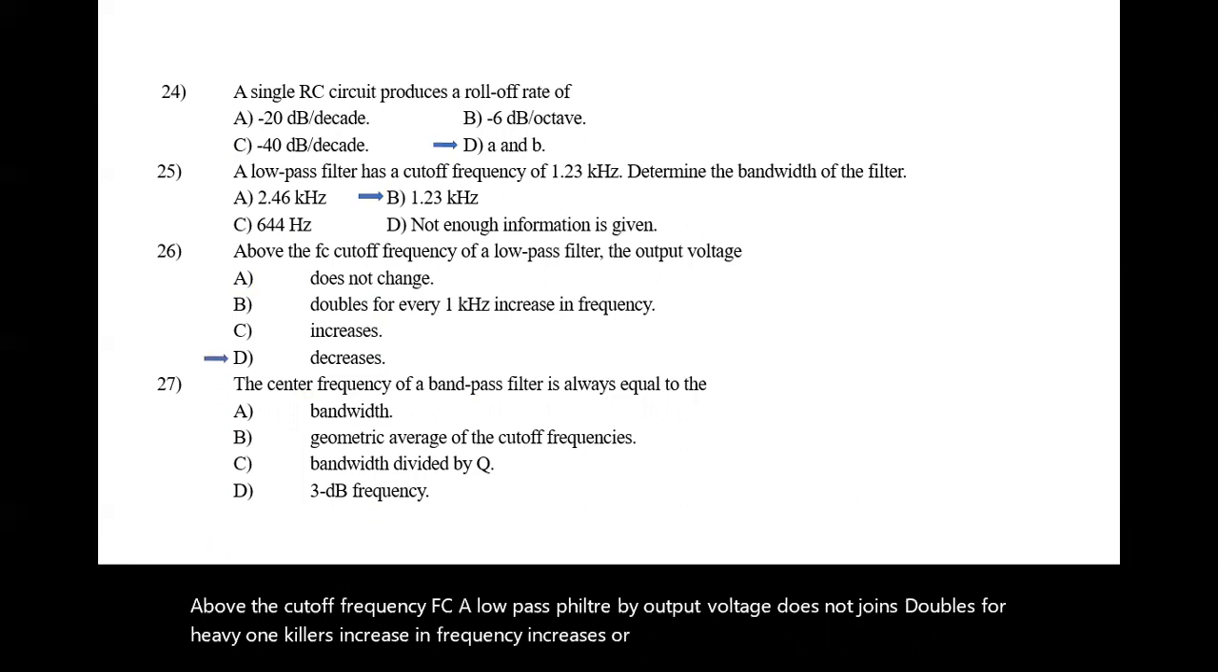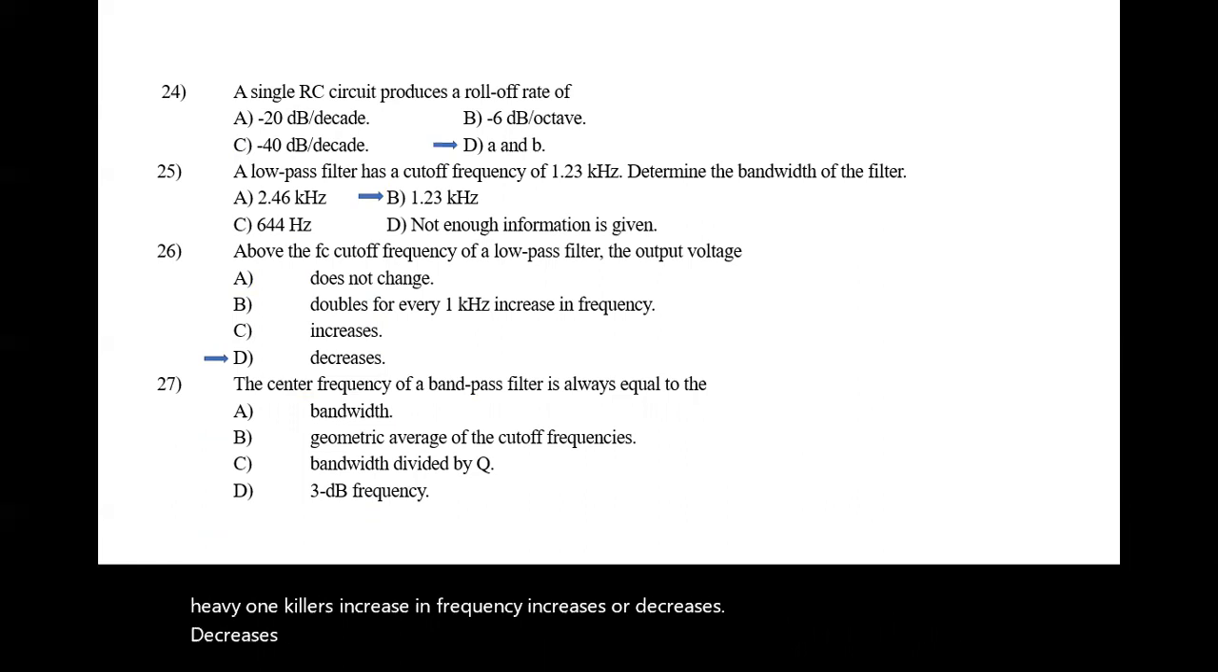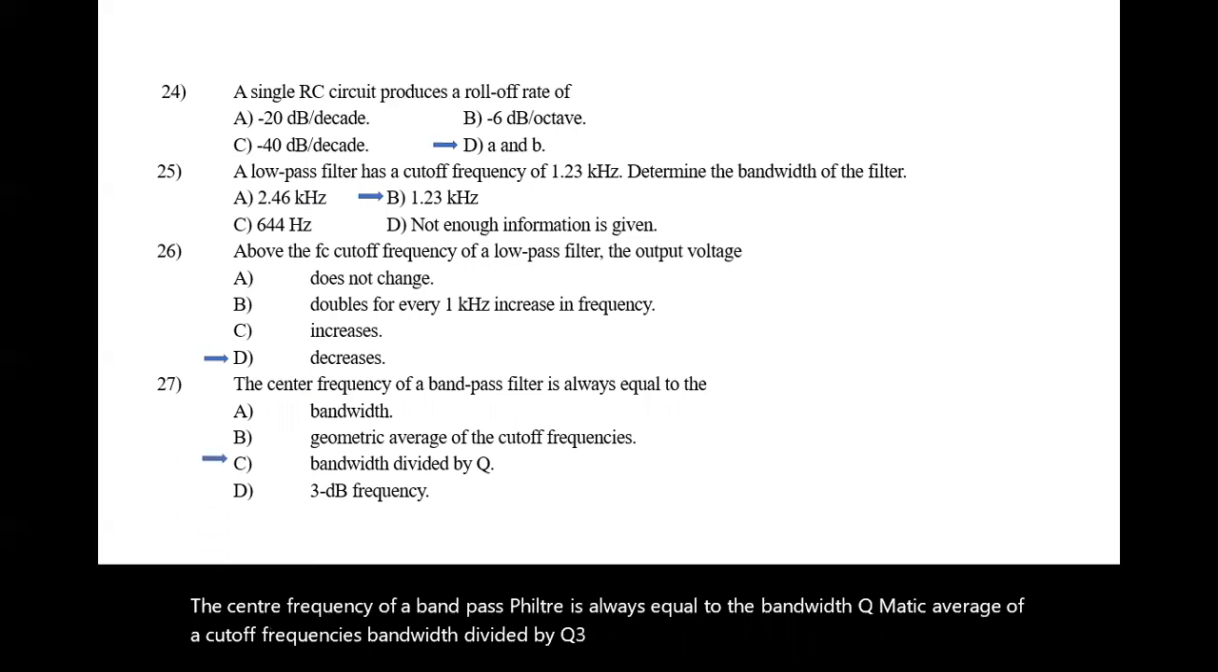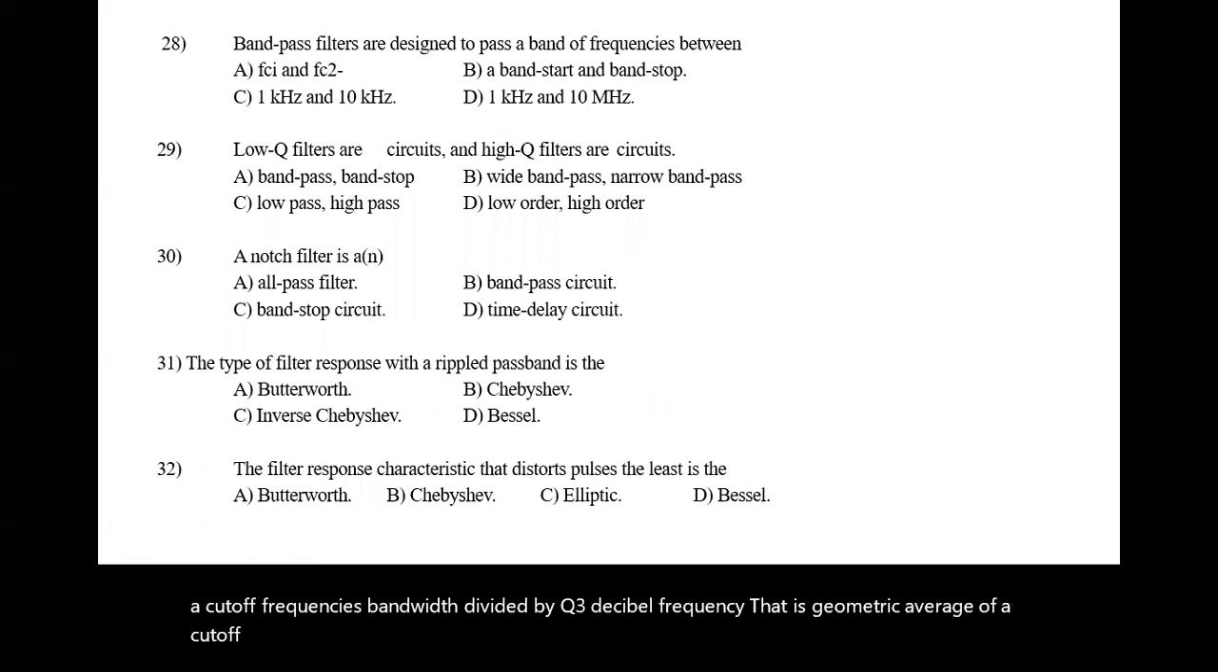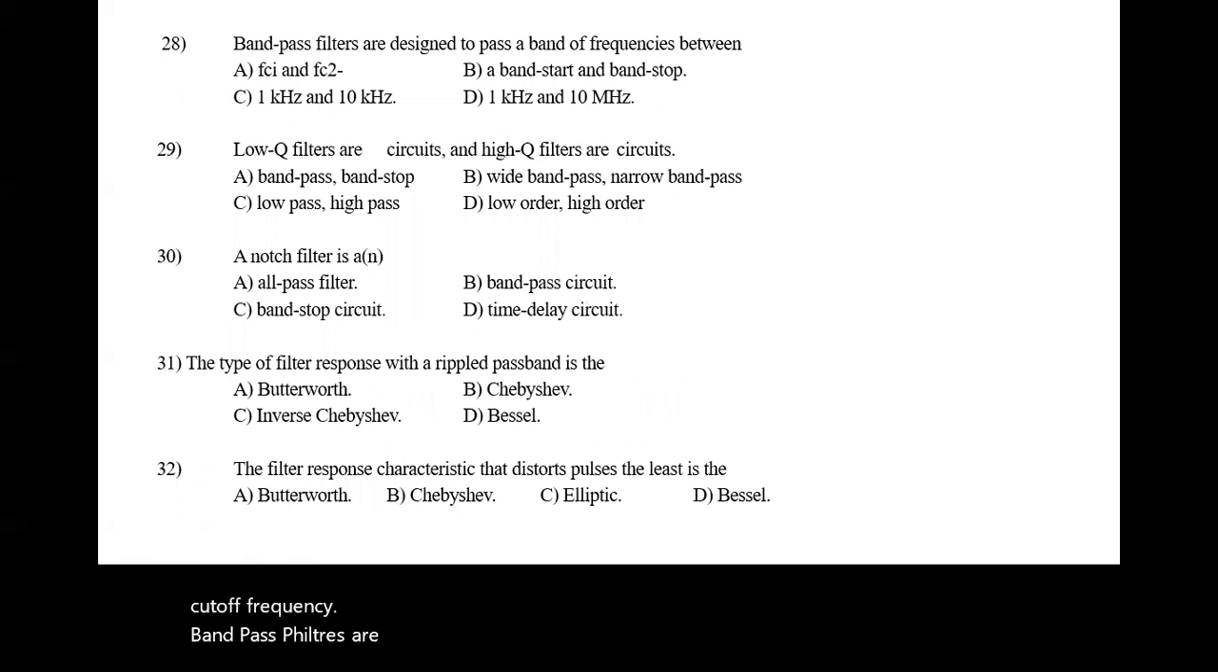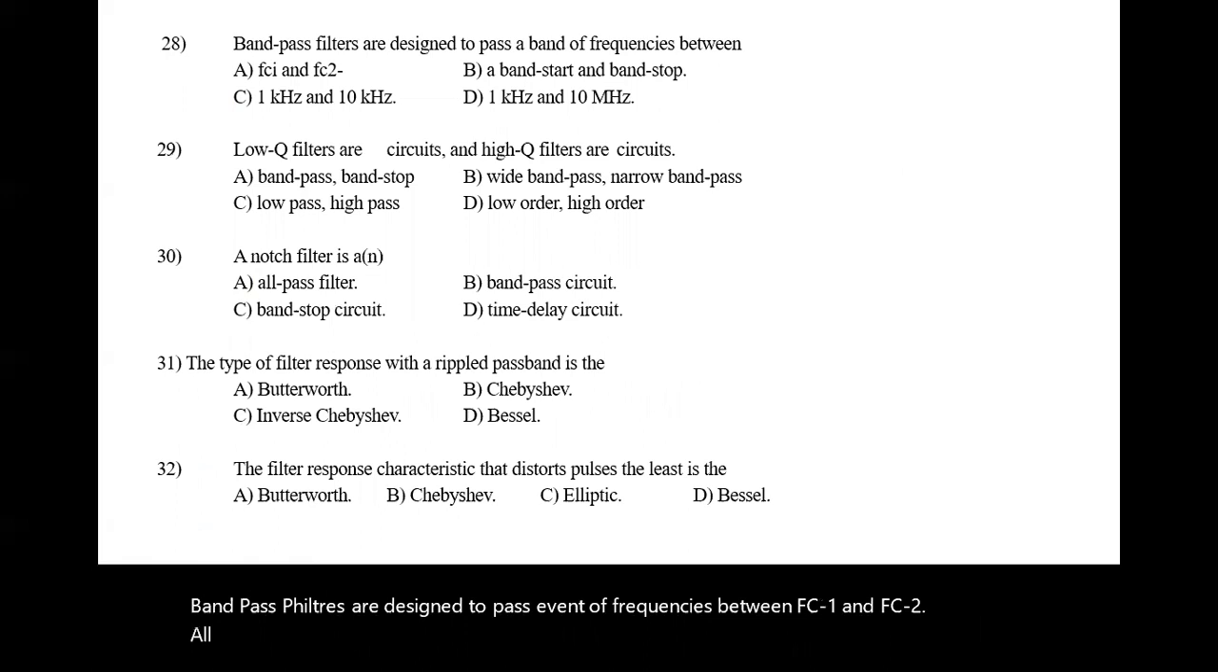The correct answer is decreases. The center frequency of a bandpass filter is always equal to the bandwidth, the geometric average of the cutoff frequencies, the bandwidth divided by Q, or the 3 decibel frequency. That is the geometric average of the cutoff frequencies. Bandpass filters are designed to pass a band of frequencies between FC1 and FC2, or a band start and band stop, 1 kHz and 10 kHz, 1 kHz and 10 megahertz. The correct answer is FC1 and FC2.